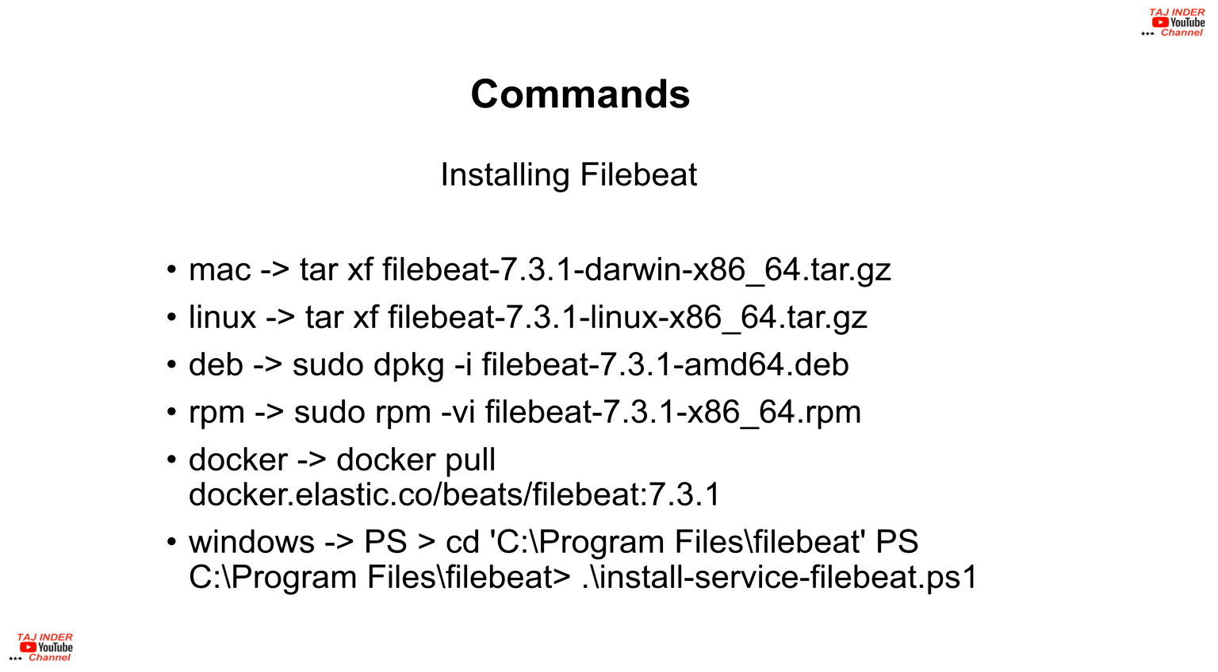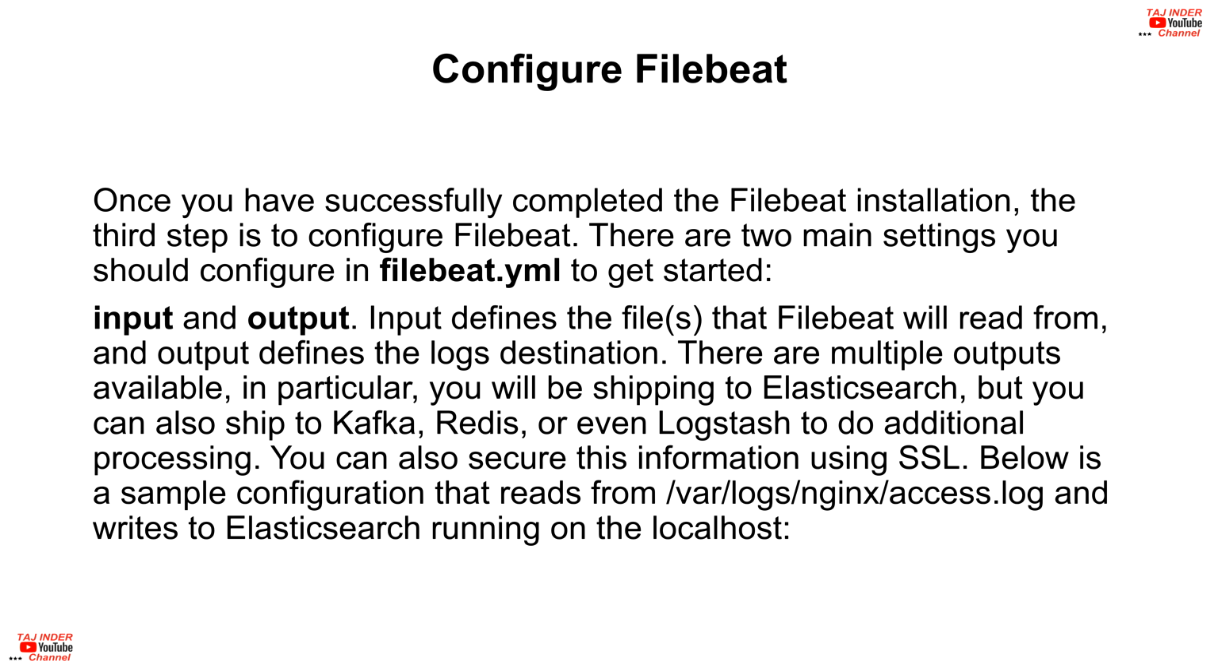Okay, but just for demonstration purposes, I will show you something over here as well. Configuring the Filebeat. Once you have successfully completed the Filebeat installation, the third step is to configure Filebeat. There are two main settings you should configure in the filebeat.yaml file to start: input and output. That's it. The input defines the file Filebeat will read from, and the output is the log destination. There are multiple outputs available. In particular, you will be shipping to Elasticsearch, but you can also ship to Kafka, Redis, or even Logstash to do additional processing. That's what I was talking about.